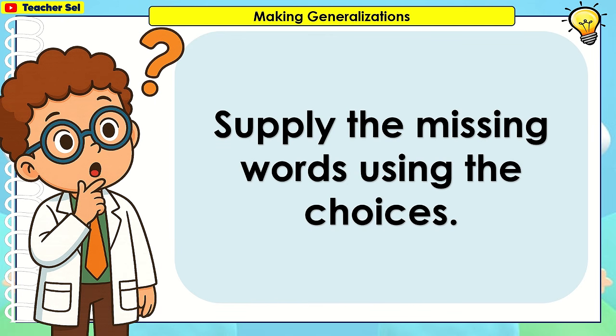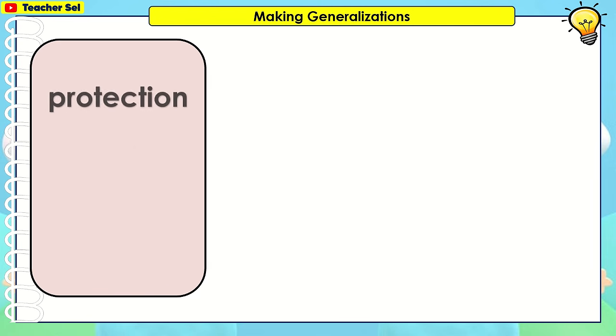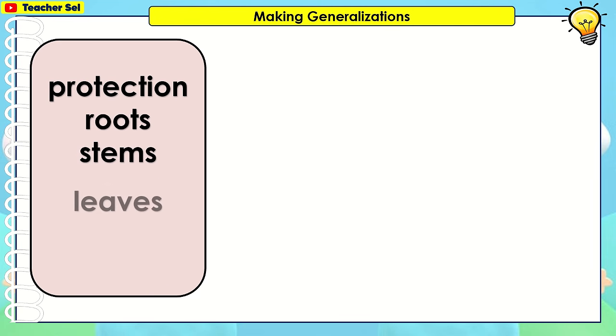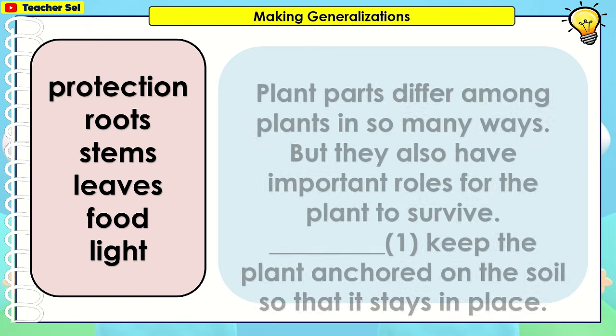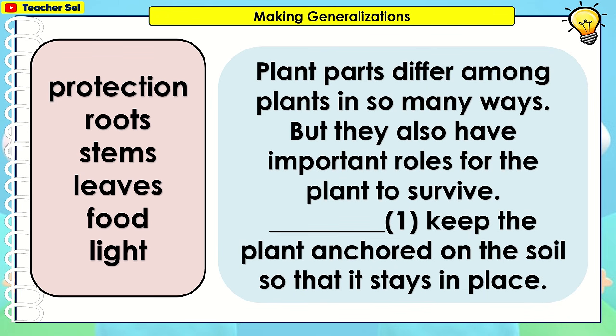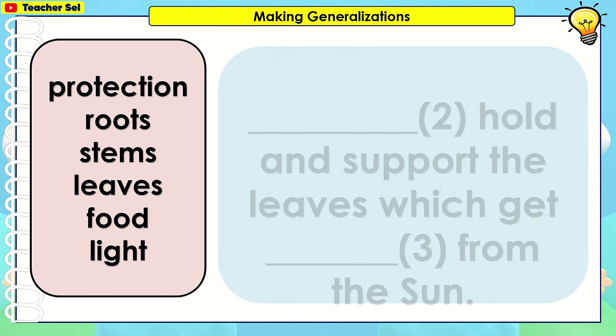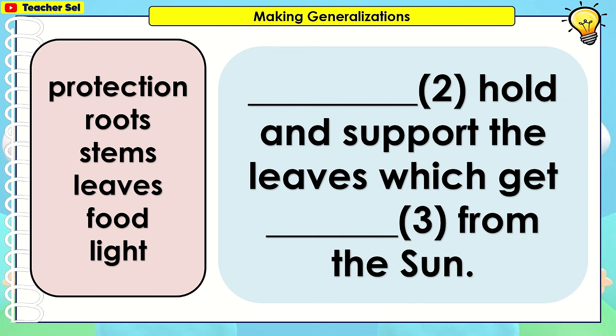Supply the missing words using the choices. Protection, roots, stems, leaves, food, light. Plant parts differ among plants in so many ways, but they also have important roles for the plant to survive. Blank keep the plant anchored on the soil so that it stays in place. Blank hold and support the leaves, which get blank from the sun.